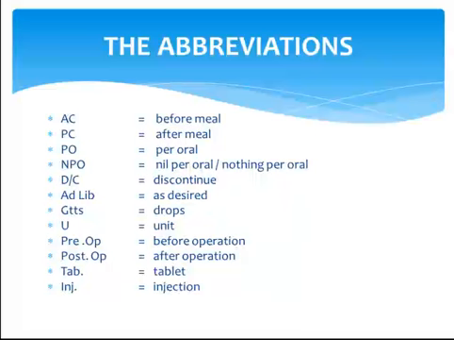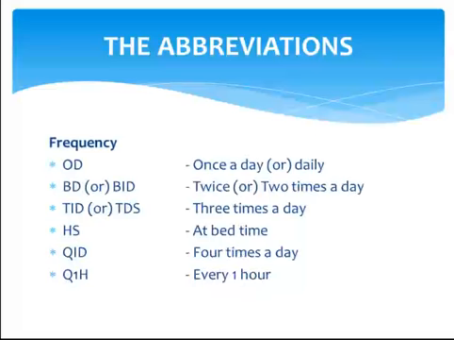AC means before meal, PC means after meal, PO means per oral, NPO means nothing per oral, DC means discontinue, ad lib as desired, GTTS as drops, U means unit, pre-op means before the operation, and post-op means after operation, tab for tablet, INJ for injection.